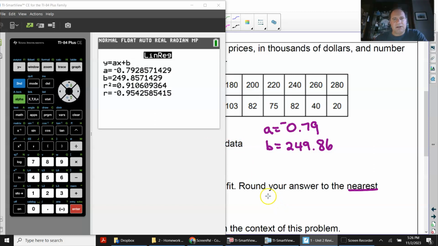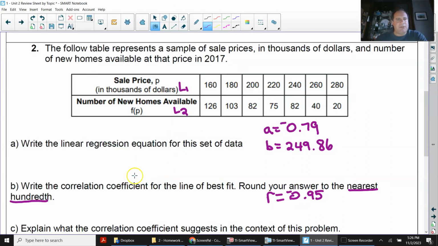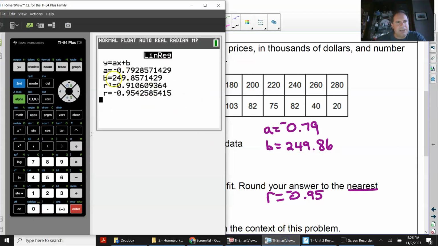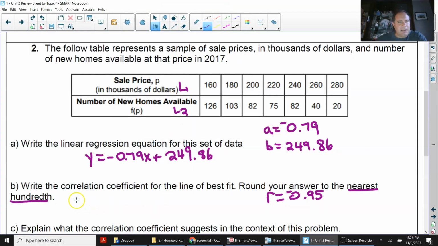And then the R equals negative 0.95, rounded to the nearest hundredth. All right, so now we're ready. Write the linear regression equation, y equals negative 0.79x plus 249.86. Let me just check again to see that that's a positive y-intercept. It is. And then the correlation coefficient, let me just write it again over here, 0.95.